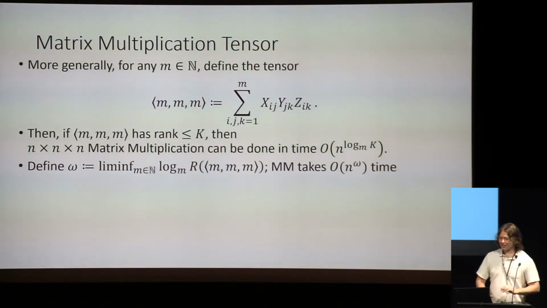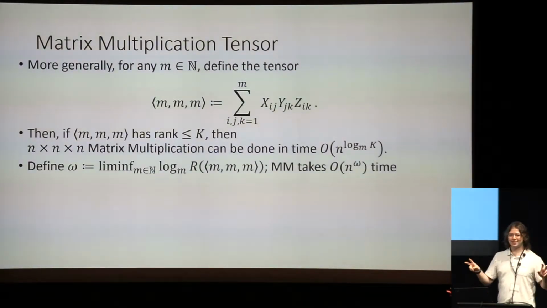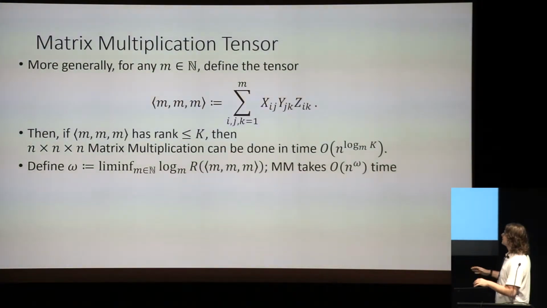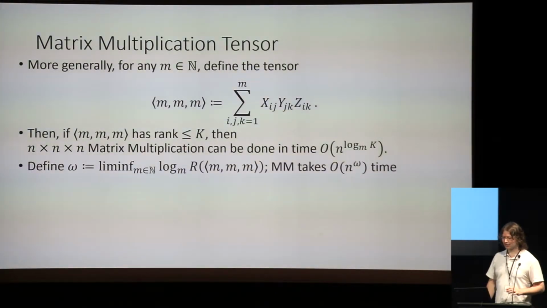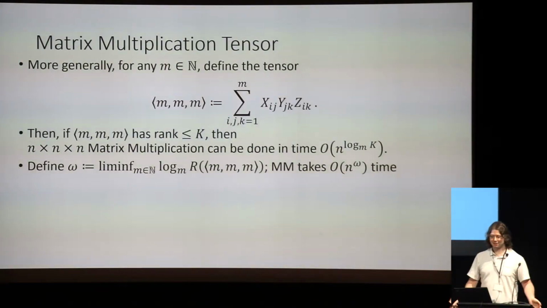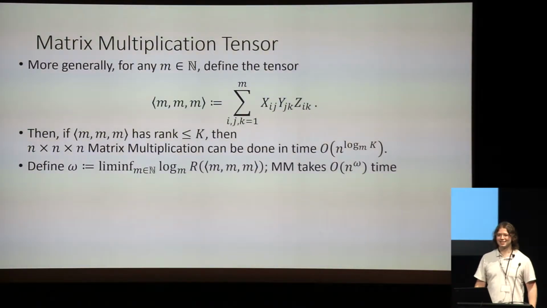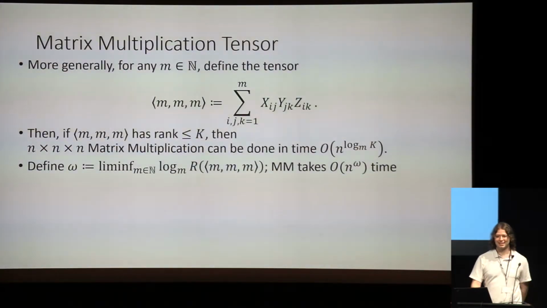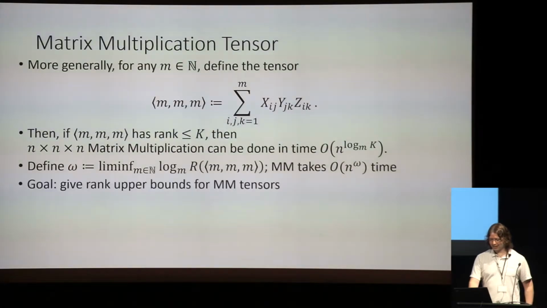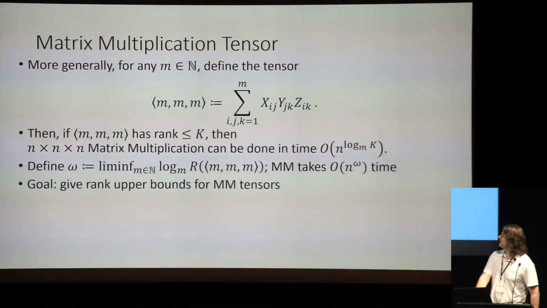So in fact, omega, the exponent of matrix multiplication, is often defined as the infimum over all m of the log base m of the rank of this m by m by m tensor. So matrix multiplication can be done in n to the omega time, and in lots of models of computation, like the arithmetic circuit model, you can actually show that algorithms kind of have to be of this form, and this actually is the amount of time that matrix multiplication has to take. So the goal in designing these algorithms is to give rank upper bounds for matrix mult tensors.